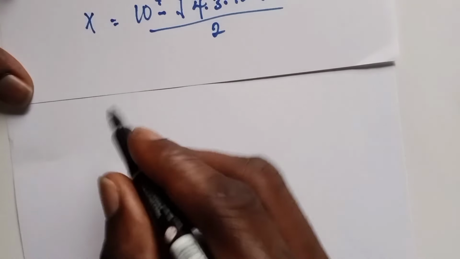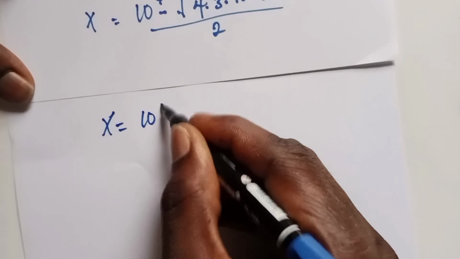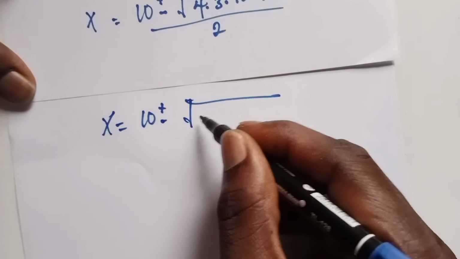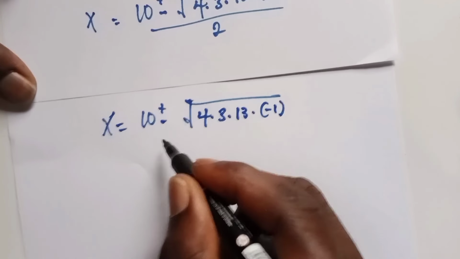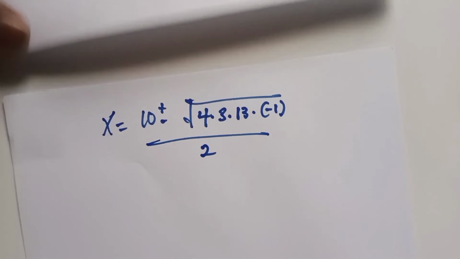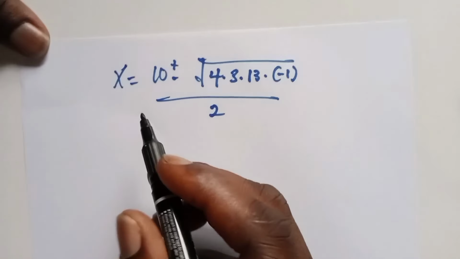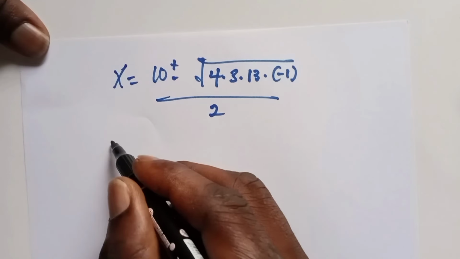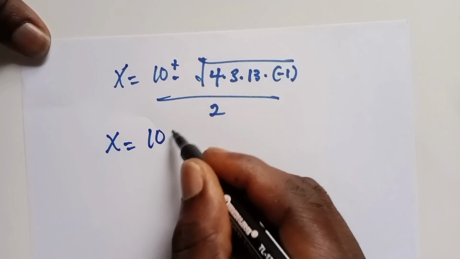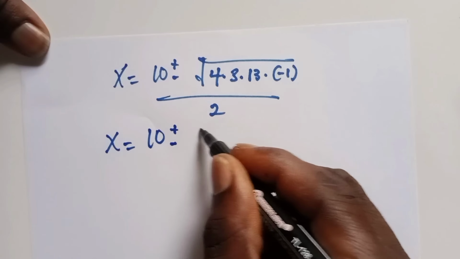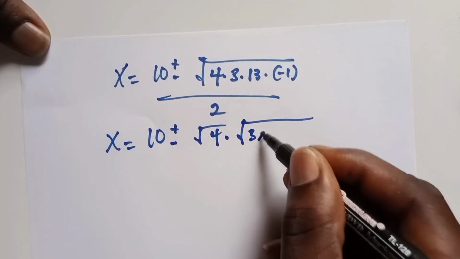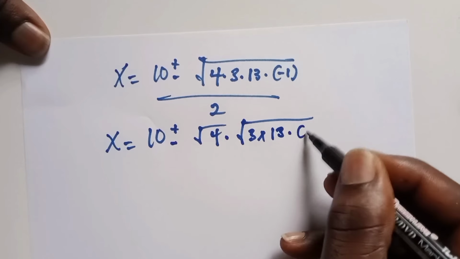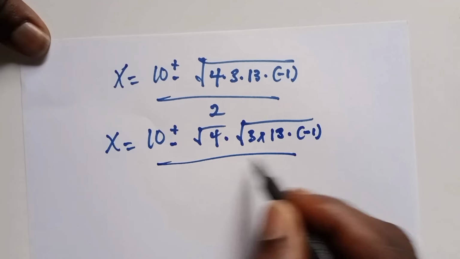Now we have x is equal to 10 plus or minus root 4 times 3 times 13 minus 1, all over 2. So this can also be written as x is equal to 10 plus or minus root 4 times root 3 times 13 minus 1, over 2.